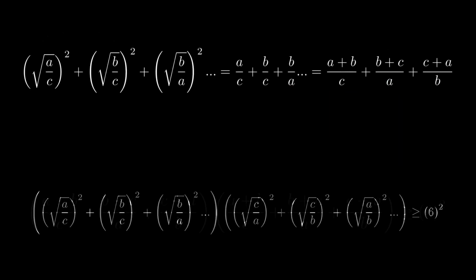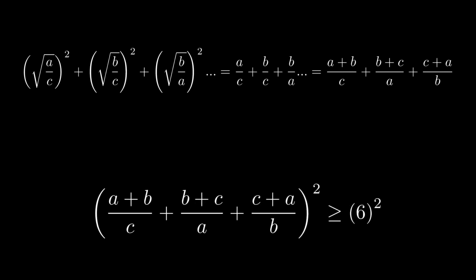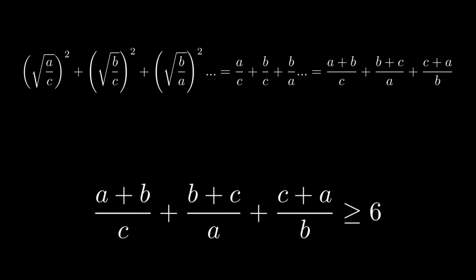Then with some simple algebra, we can get that the left side is our original function squared. And all variables are positive, so we can then take the positive square root of both sides, and we then get that our original function is greater than or equal to 6. So our minimum is 6.